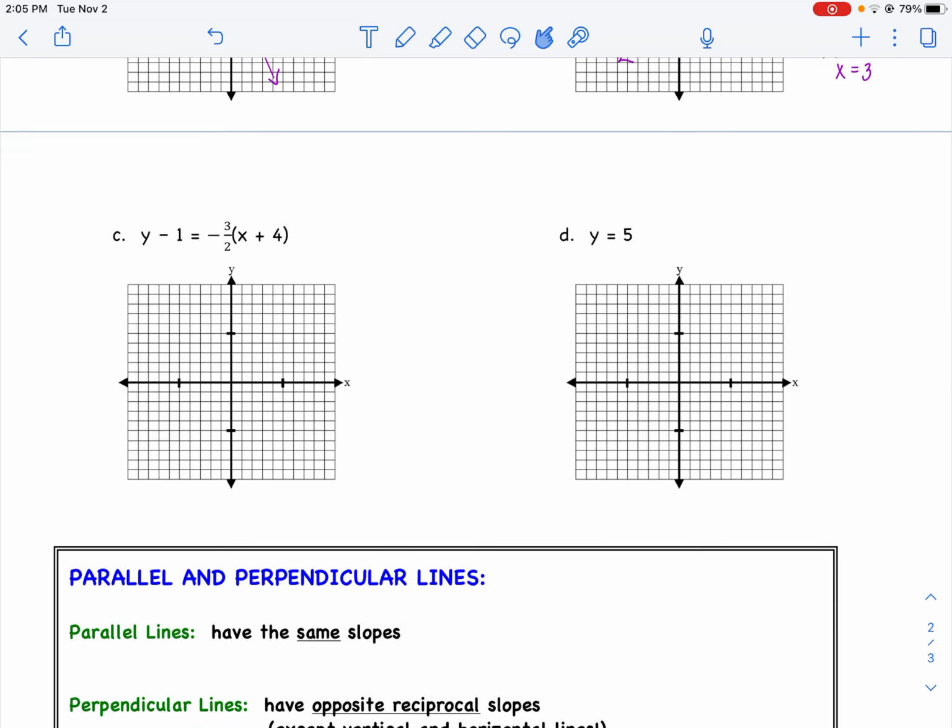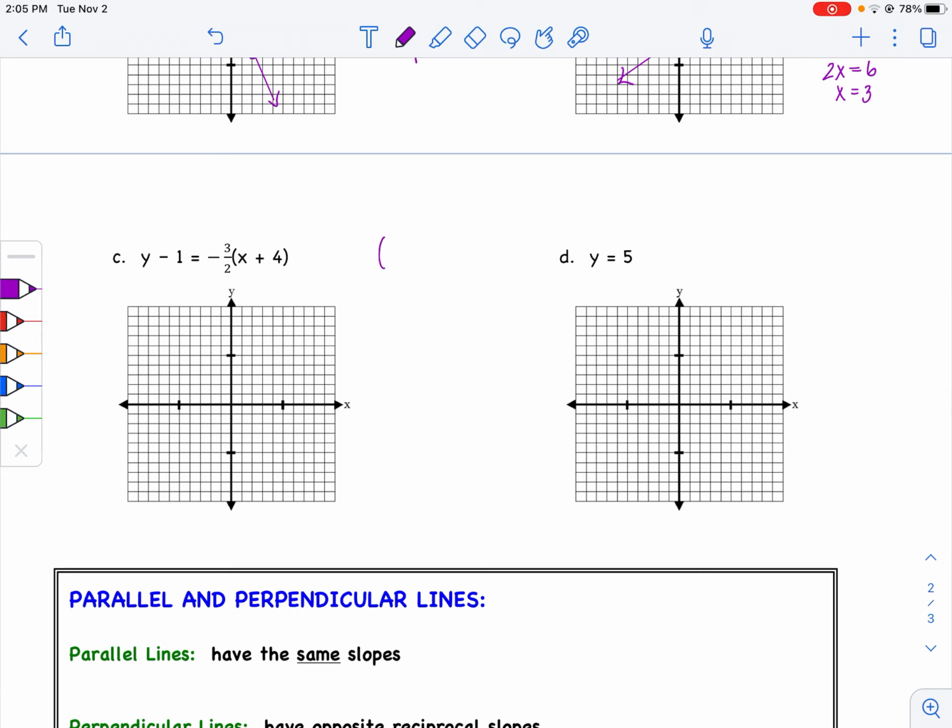A couple more examples here. See, this is in point slope. So the point is negative 4, 1. It's the opposite of both of those values. And then my slope is negative 3 over 2. So if I go to the point, 1, 2, 3, 4 to the left, up 1, and complete my slope, down 3, 1, 2, 3 over 2, 1, 2, 3 over 2. I could keep going up. Here would be my line.